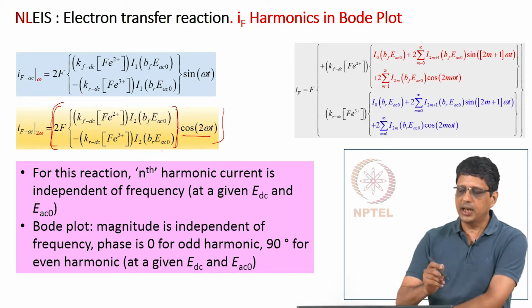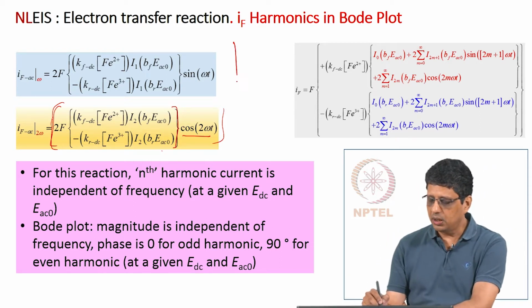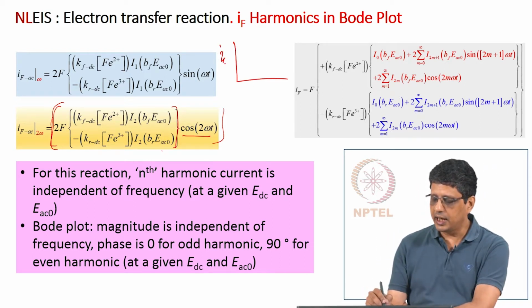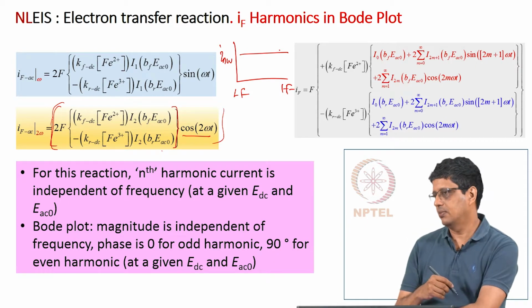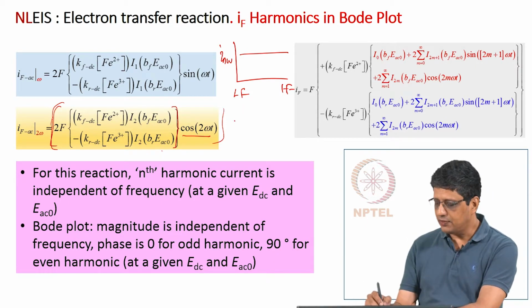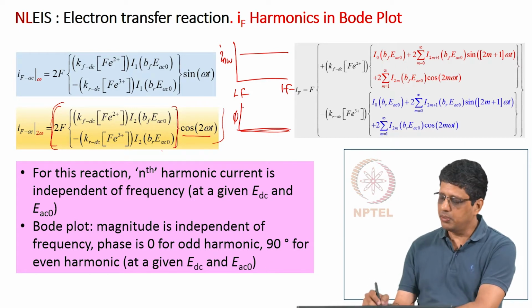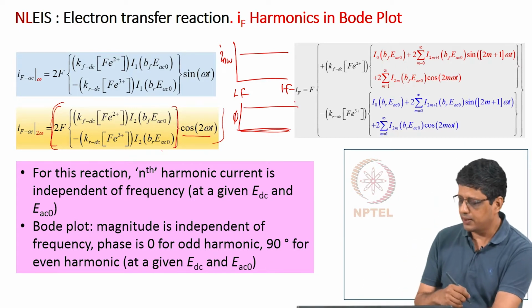So, nth harmonic current, if you plot it in Bode plot, if I say I n omega from low frequency to high frequency, it is going to be a constant. If you look at the phase value, it is going to be 0 for odd harmonic, it is going to be 90 degree for even harmonic. Okay.